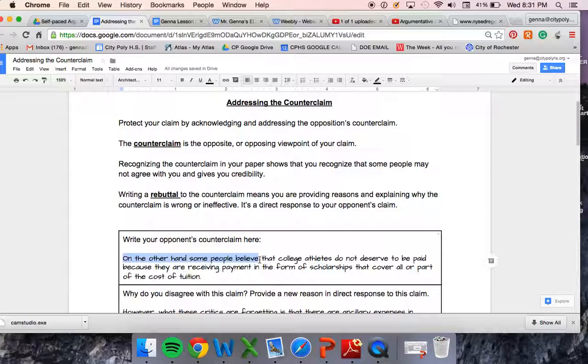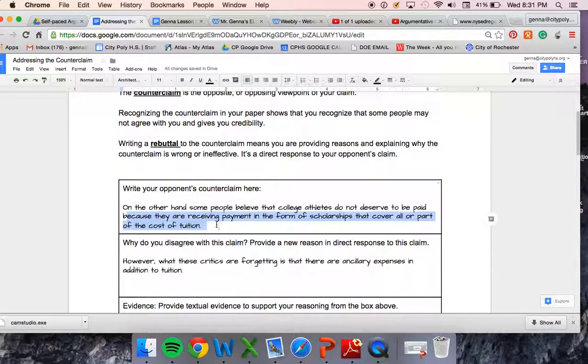So we have that. On the other hand, some people believe that college athletes do not deserve to be paid because they are receiving payment in the form of scholarships that cover all or part of the cost of tuition. So again, here is the counterclaim, right? College athletes do not deserve to be paid, but then I've also attached a reason that those people might believe it. So when I'm doing a rebuttal, I'm attacking a specific reason that others may believe the counterclaim, right?